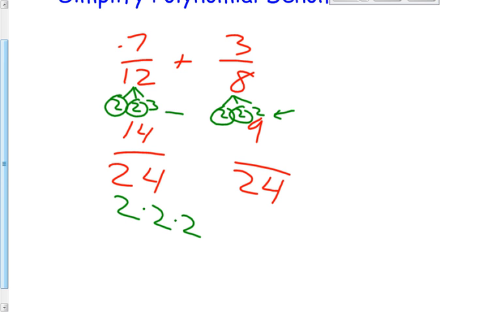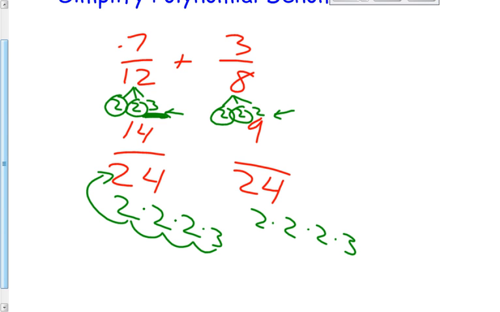Now this one over here has a 3, so I'm going to write that one right down here. So now what is 2 times 2 times 2 times 3? 2 times 2 is 4. 4 times 2 is 8. 8 times 3 is 24. And that's how we get 24. So it's 2 times 2 times 2 times 3, 24.